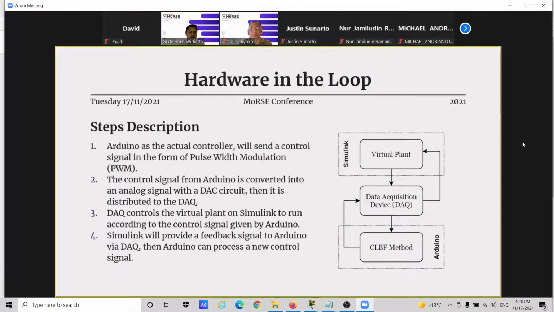I divided the hardware in the loop steps into 4 steps. The first one is the Arduino as the actual controller. It sends a control signal in the form of PWM, or pulse width modulation. Then the control signal from the Arduino is converted into an analog signal with a DAC circuit, or digital to analog converter circuit, and distributed to the DAQ. Then the DAQ controls the virtual plant on Simulink to run according to the control signal given by the Arduino. And the last one, Simulink provides a feedback signal to the Arduino via the DAQ. Then the Arduino can process a new control signal.